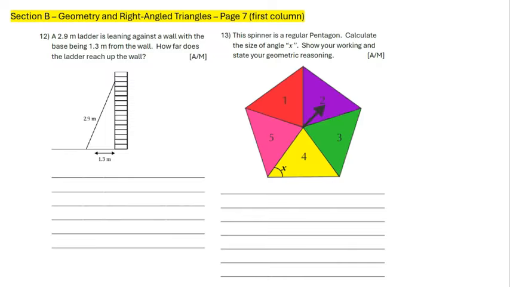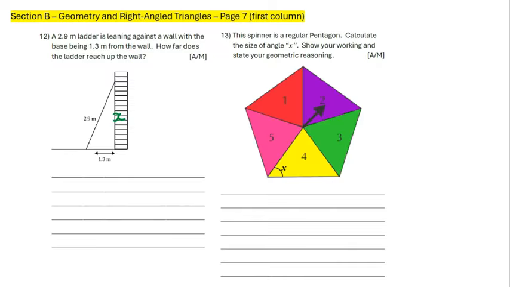So we've got a 2.9 meter ladder leaning up against the wall. So that's going to be this length over here, right? So that's 2.9. That's confirmed by the number there. The base being 1.3 meters away from the wall. So that's telling us the base of that ladder is 1.3 meters away from the wall. How far does the ladder reach up the wall? And that's asking you to figure out that height there. So by breaking down the question, we can figure it out.